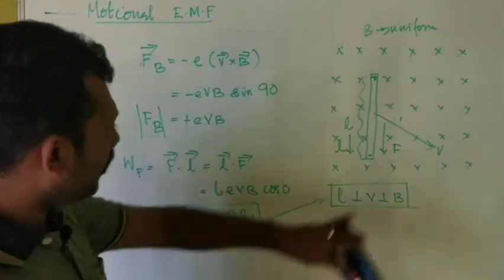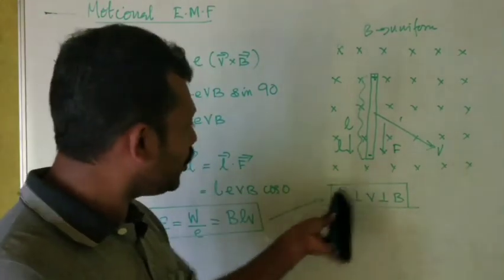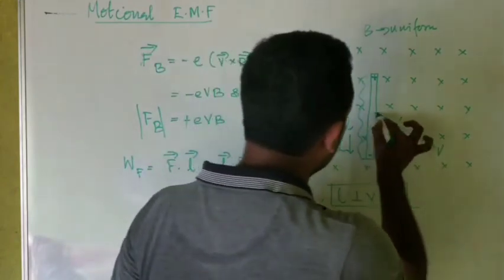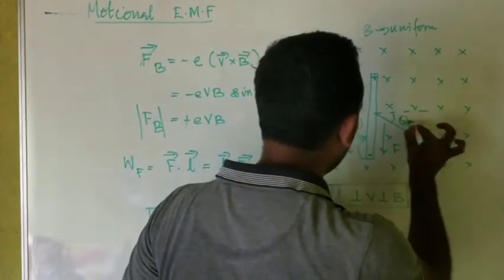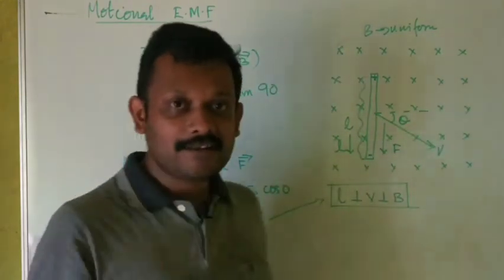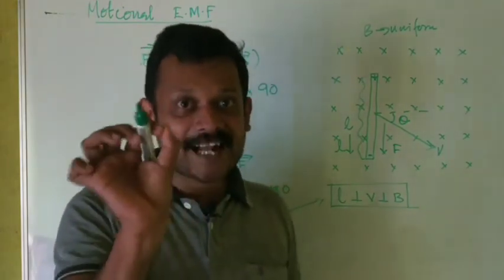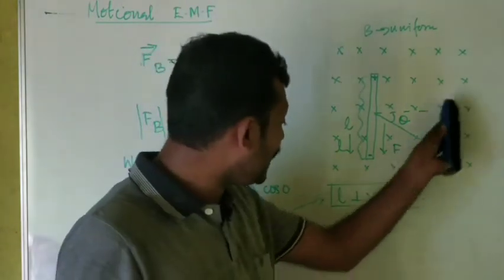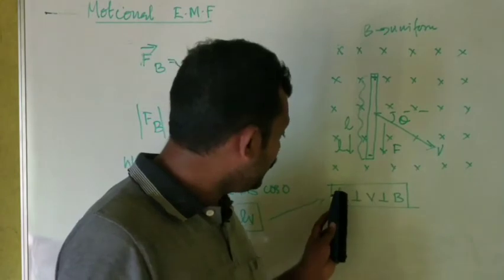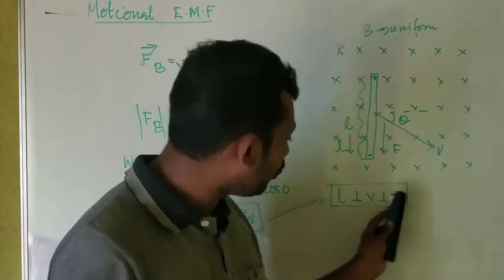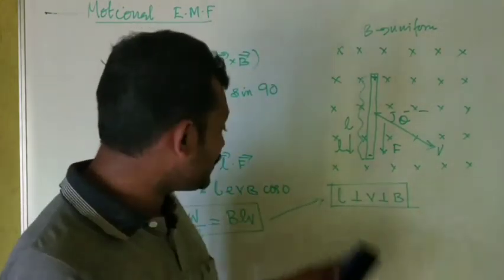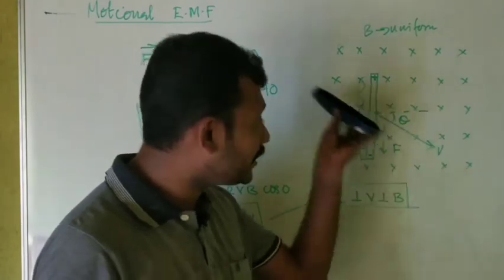If the rod is given velocity likewise, which component do you have to take? Suppose this angle is theta. Then you have to take that component of velocity. Always V and B are perpendicular. L is perpendicular to B, V is also perpendicular to B, but L is not perpendicular to V here.